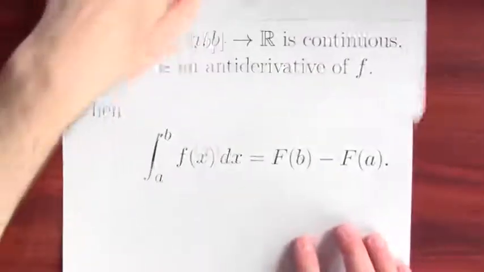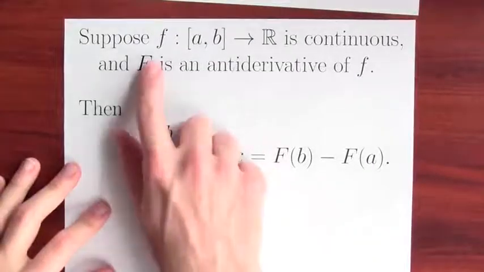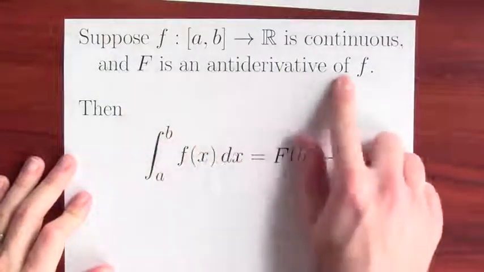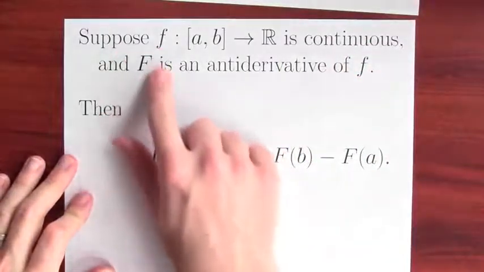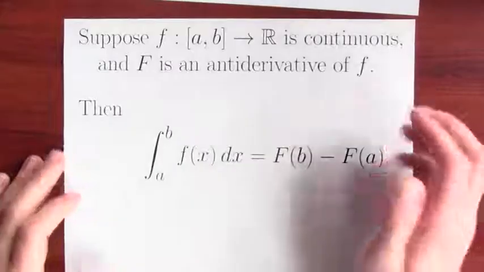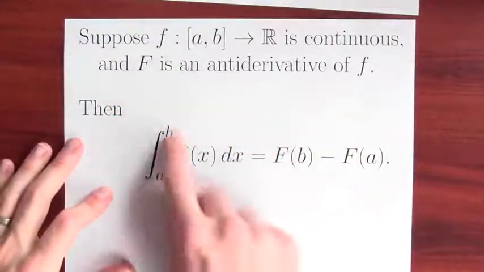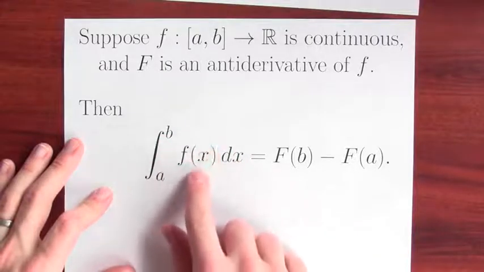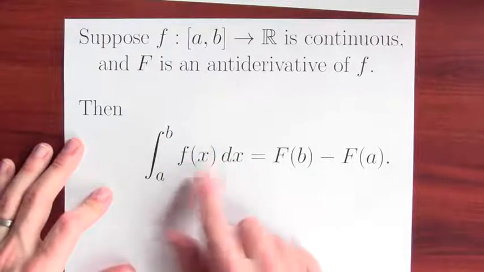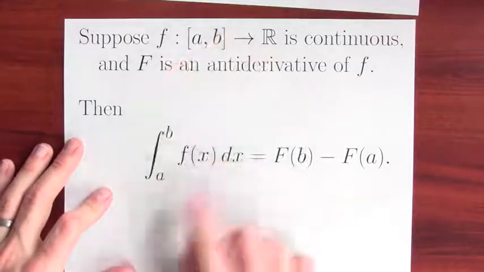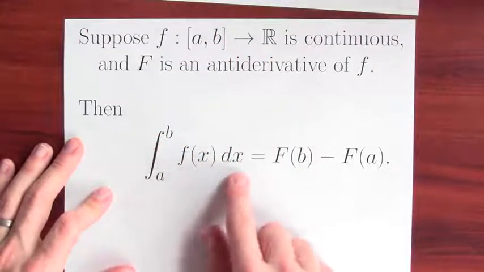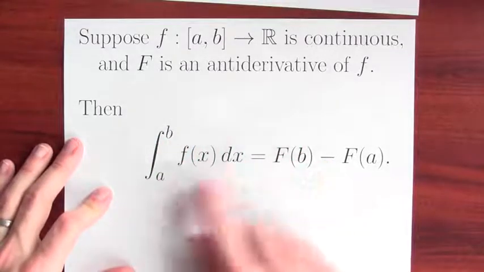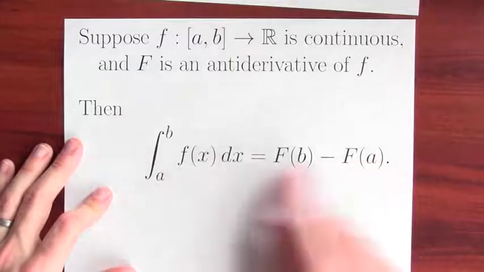Well, let's change the names around and summarize what we've got. Here's how this is usually summarized. Suppose I've got some function little f from the closed interval a to b to the real numbers, and I've got an antiderivative of little f that here I'm calling big F, but before we were calling it big G. Then the integral from a to b of f of x dx is that antiderivative evaluated at b minus that antiderivative evaluated at a.